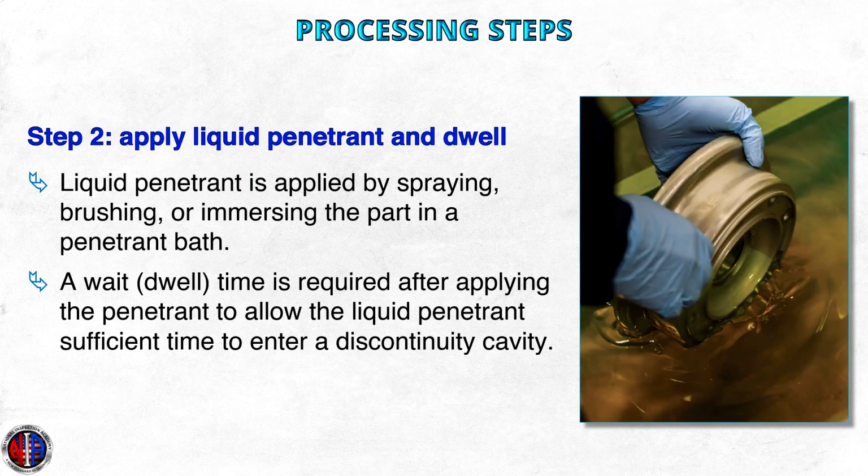Step 2. Apply liquid penetrant and dwell. After the part surface has been cleaned and dried, liquid penetrant is applied by spraying, brushing, or immersing the part in a penetrant bath. A wait time, called a dwell time, after applying the penetrant is required to allow the liquid penetrant to sufficiently be drawn into a discontinuity cavity.